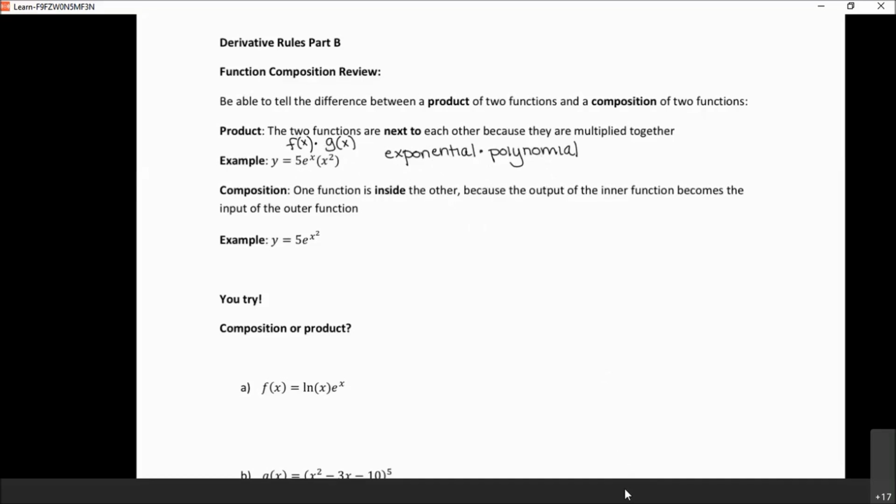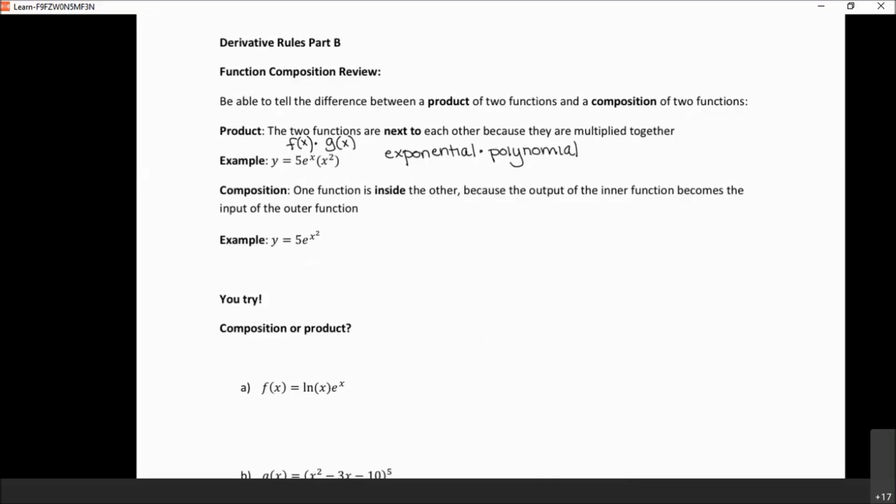Compositions, on the other hand, have one function inside of the other. You might remember the terminology inner function, outer function. So basically, the first function that gets the x value, the input value, is the inner function. So take a look at this function, y. It looks really similar to this. The only difference now is x squared is inside of the exponential function.